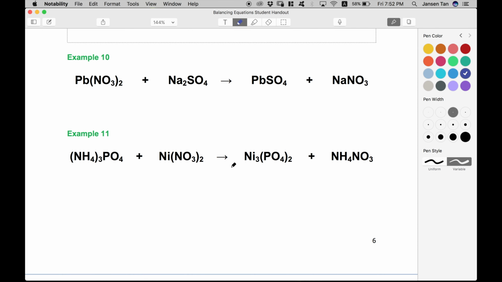Pause the video, try the 2 examples on using polyatomic ions and grouping them to balance the equations, and I'll give you the answers after this. Okay, so over here, let's review. You should get a 2 here for the final answer. And for this one, you should get the 2 here, 3 here, 1, and a 6. Do you get that?